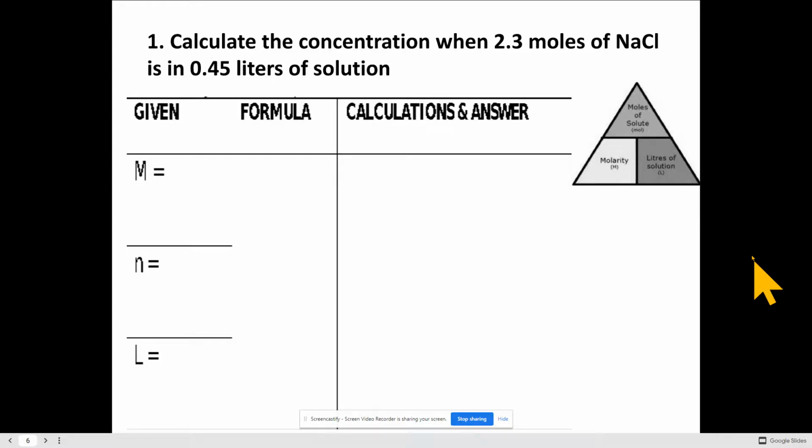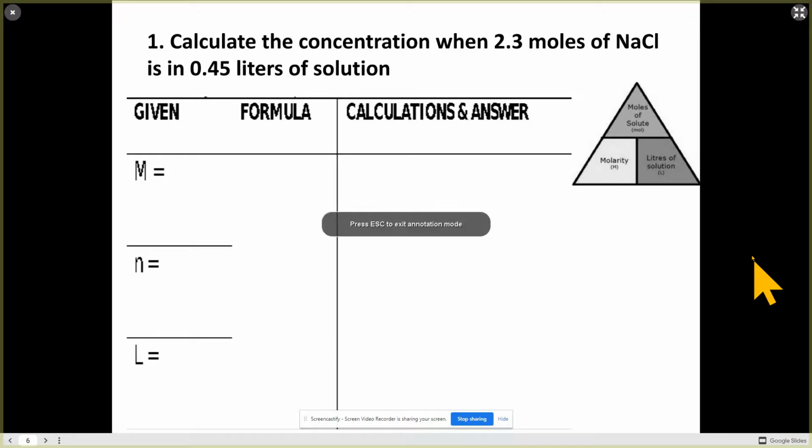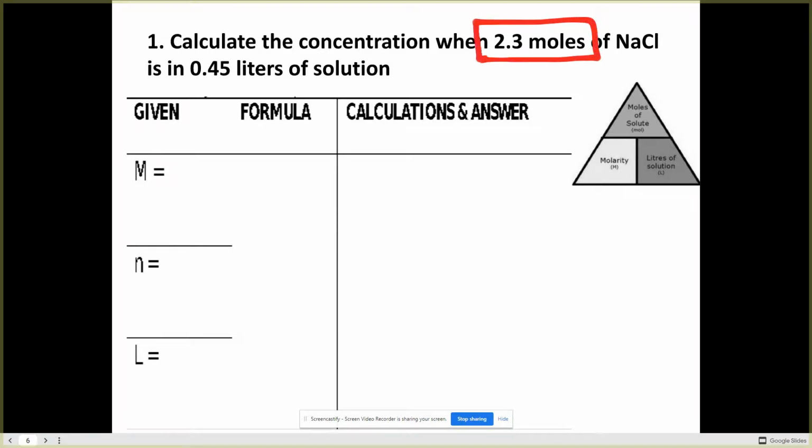Again, guys, first thing you need to always do is find the given. The givens are the numbers inside the problem. And what do you have here? 2.3 moles is our first given, and you should know that this is your N. So I'm going to put it underneath N. Keep on reading. If you have 0.45 liters of solution, so that's going to be our L.